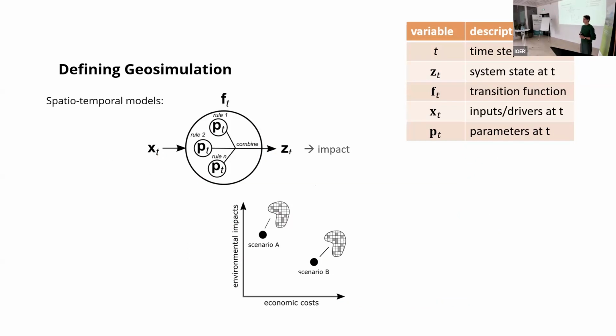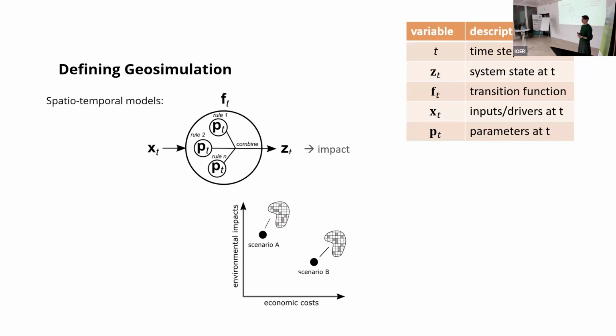The computational model consists of F, the transition function. That's a set of rules in the computer that represents the dynamics of our system. Here we see rule 1 up to rule n.